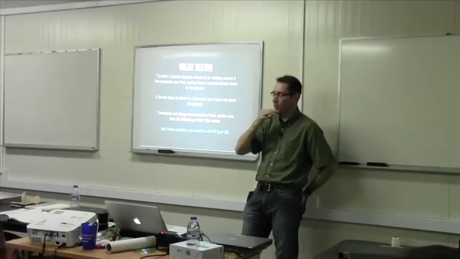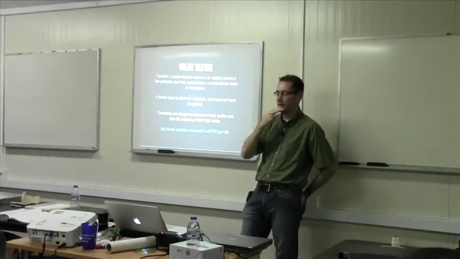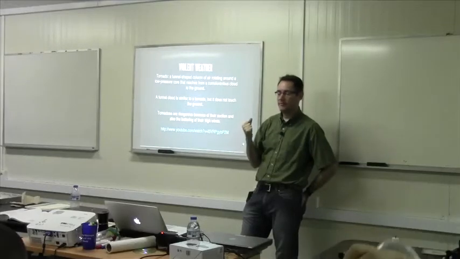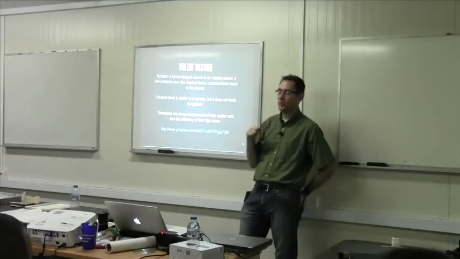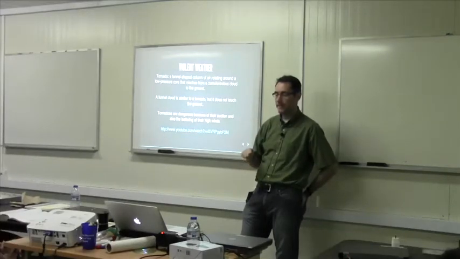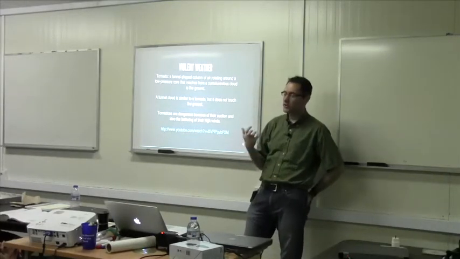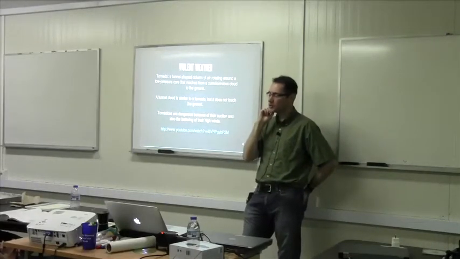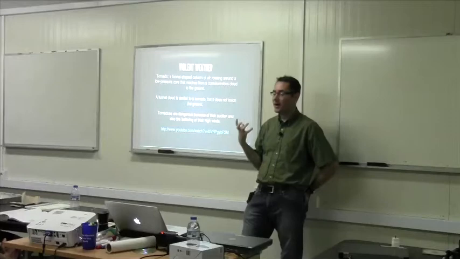Tornado: a funnel-shaped column of air. We've all seen a tornado. It's a low pressure cone that forms from a cumulonimbus cloud to the ground. A funnel cloud is kind of like a tornado, but it doesn't actually touch the ground. And tornadoes are really dangerous because there's a lot of energy there.